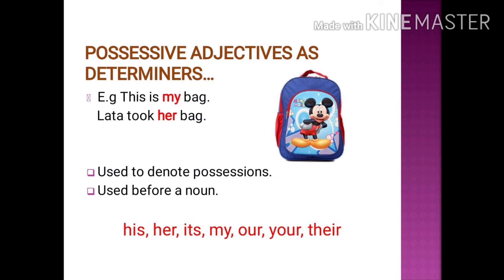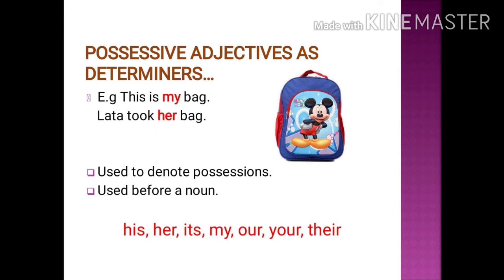Children, the next determiner type we're going to learn is possessive adjectives. Let's see how possessive adjectives are used as determiners. Look at the examples given here. This is my bag. Lata took her bag. What is the noun used in the sentences? Bag. To clarify this noun bag, I am using possessive adjectives my, her.